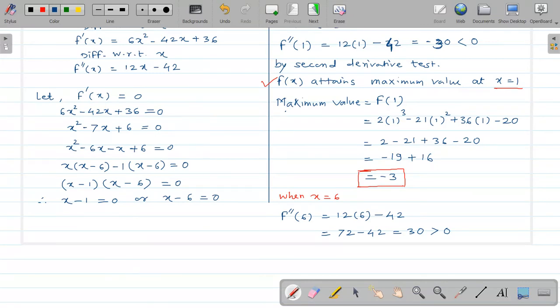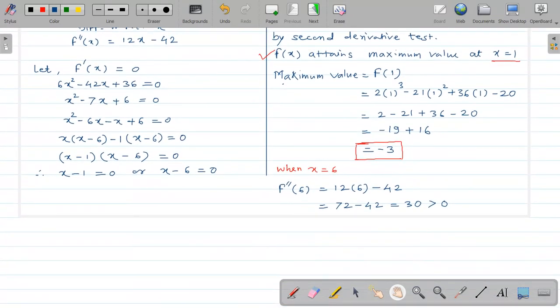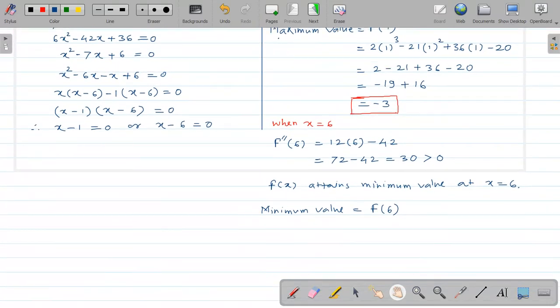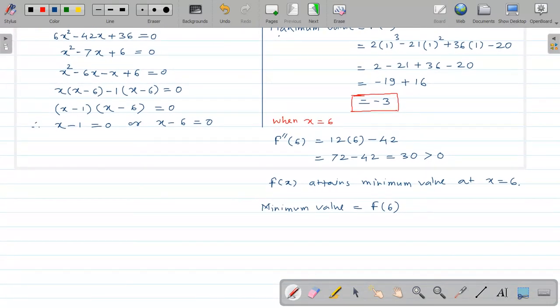So as the second order derivative is positive, we can say that f of x attains minimum value at x is equal to 6. So what will be the minimum value here? So minimum value, that is equal to f of 6. Now we have to put the value of x as 6 in the given function.